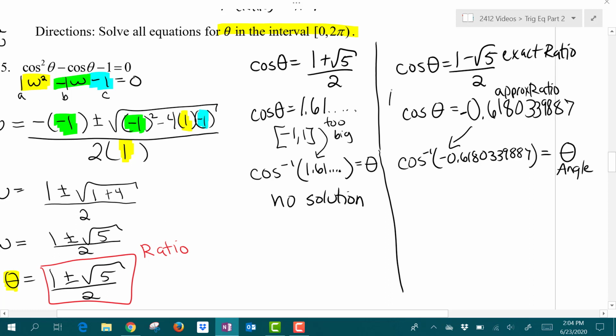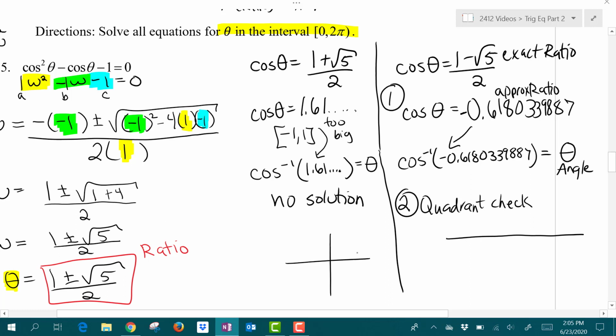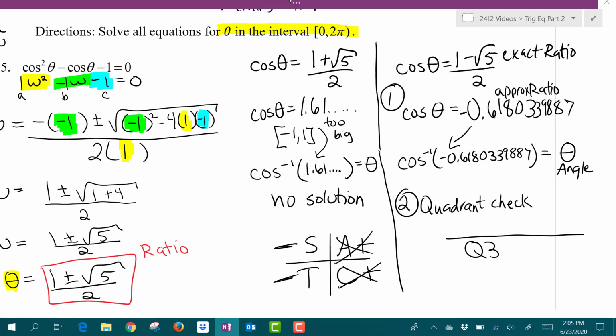Now we have to do what we always have done, right? We get the trig function by itself on one side. So that's step 1. Step 2, quadrant check. Okay, what quadrants are we looking in? Our cosine ratio is negative. So if I do all students take calculus, cosine is positive in quadrant 1 and 4, so I don't want those. We want to have a negative ratio. So we're looking in quadrant 2 and quadrant 3.